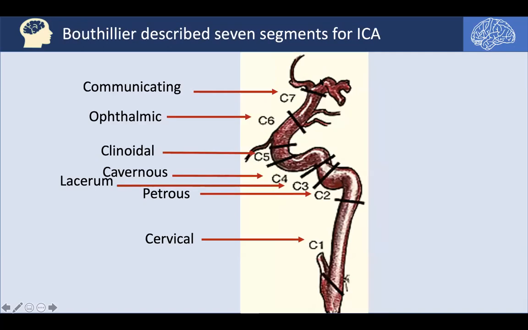There are also other classifications for the ICA. For example, Bouthillier classifies the ICA into seven segments from C1 to C7: the cervical segment, the petrous, lacerum, cavernous, clinoidal, ophthalmic, and communicating segments, respectively. And there are also other classifications for the ICA.